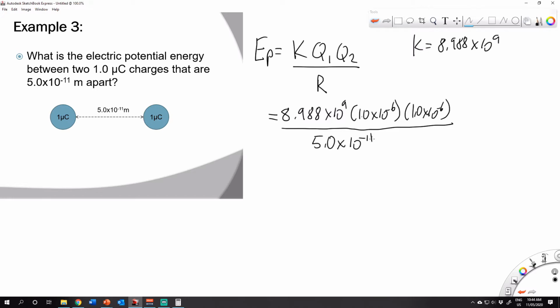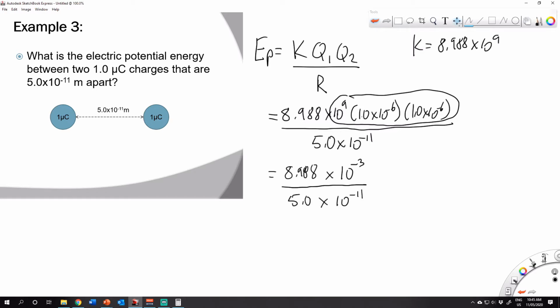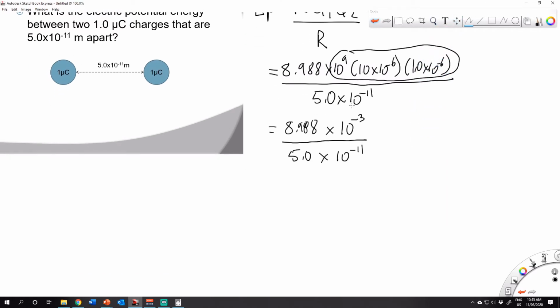Now, here's something I didn't mention in previous examples: hopefully you all remember your exponent rules, because you can make some of the initial calculations right away. Like for example here, all of these exponents, 10 to the 9, 10 to the negative 6, 10 to the negative 6, you can simplify them all together and you get 10 to the negative 3. And the 8.988 times 1 will just be 8.988. Here we have 5.0 times 10 to the negative 11. And again, you can use exponent rules to simplify these exponents.